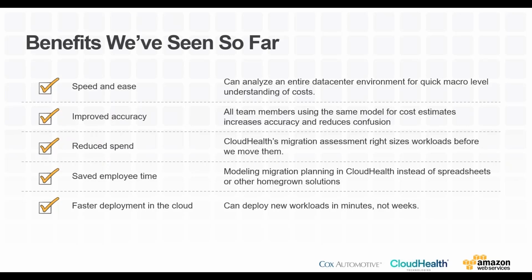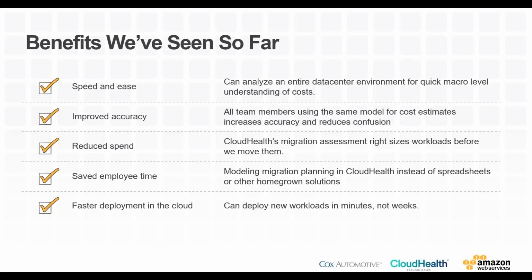So some of the things we've seen so far: we can analyze an entire data center environment very quickly at a macro level. If somebody comes to us and says, if we target this data center, how many VMs do we have in that data center? What would it cost at a macro level to take all those VMs and put them on AWS as a straight lift and shift? We can get that very quickly now, within minutes, when in the past it would take hours or potentially days or weeks, depending on the environment, what infrastructure is running there, and what reporting or capabilities we have within that data center.